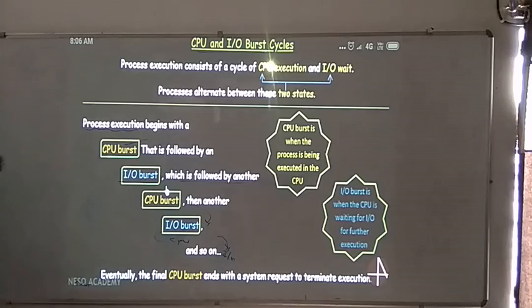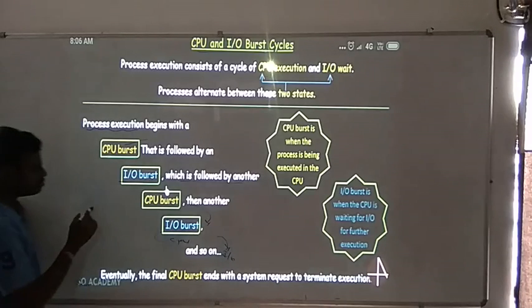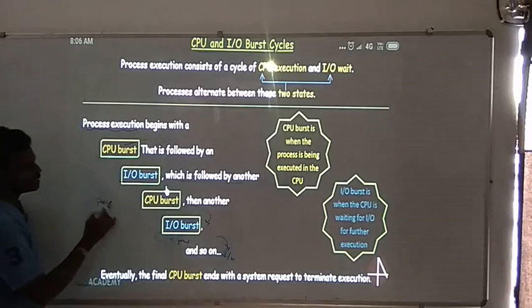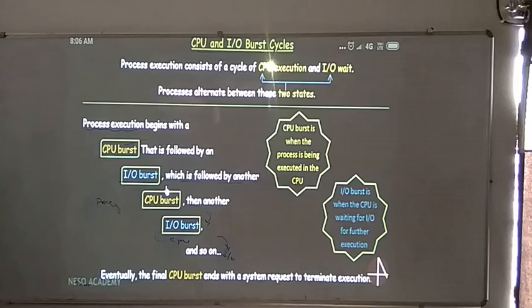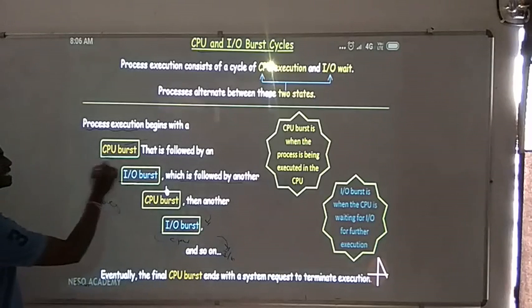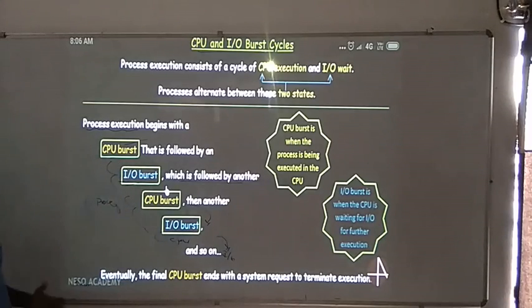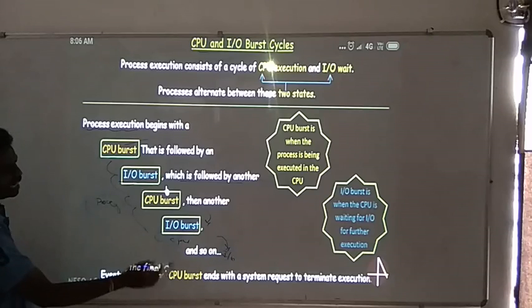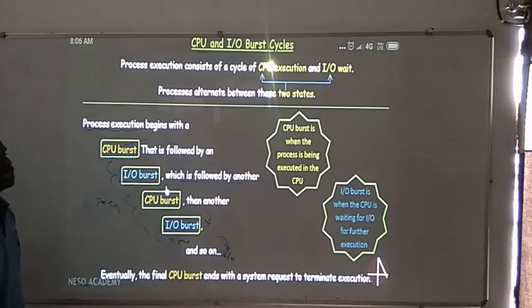First it will take the CPU in order to execute, but in the middle of the execution it may require some IO, that is input output devices or input output results. Some processes will wait for some other processes to complete their execution, and that result will be taken as input. In that case, IO burst will be executed. When it is executing, the CPU burst will be taken. The cycle moves from one state to another in order to complete the process execution. Eventually, the final CPU burst ends with a system request to terminate the execution.